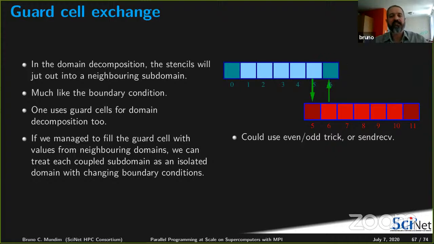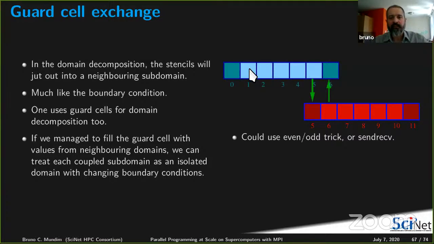You're going to use a send and receive, right? So the first point on the right task needs to send the information that they have there, the data, the temperature that they have there, to the guard cell of the process of the task on the left.